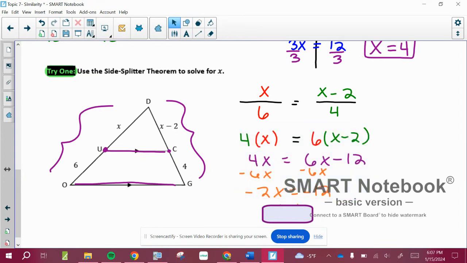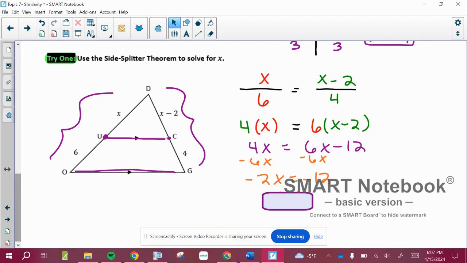Okay, when you cross multiply, you should get something that looks like this. 4 times x, and then 6 times this whole thing, x minus 2. So when you distribute, you get 6x minus 12. And if you solved it correctly, the final answer is x equals 6.